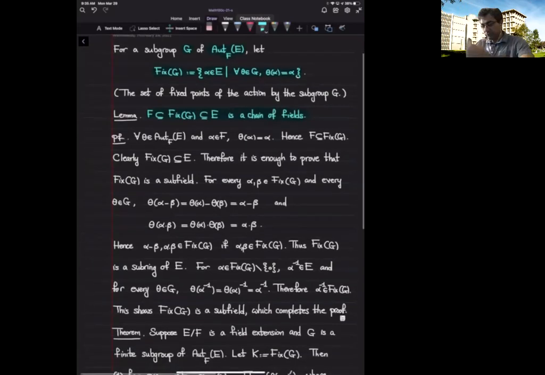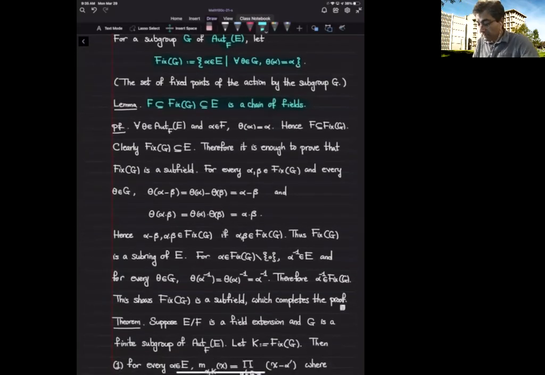Okay, let's see why this is the case. The proof is rather easy, but let's quickly go through it. So first of all, why do we have these set inclusions as sets? For every F automorphism theta of E, by definition, for every alpha inside F, theta of alpha is alpha. That's the definition of being an F automorphism. So F is a subset of the set of fixed points of G. Now, the fact that Fix(G) is a subset of E is clear because I'm only considering elements inside E anyway. So we have that Fix(G) is a subset of E and it contains F. So as sets, we are set.